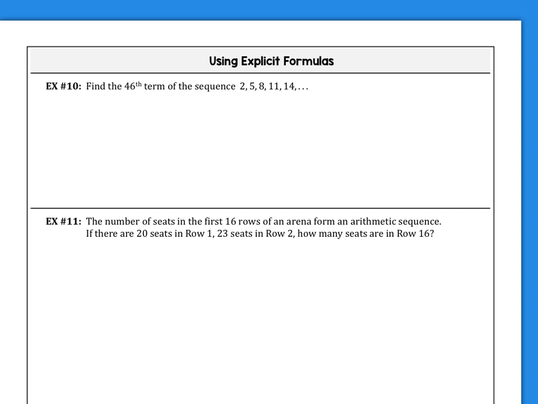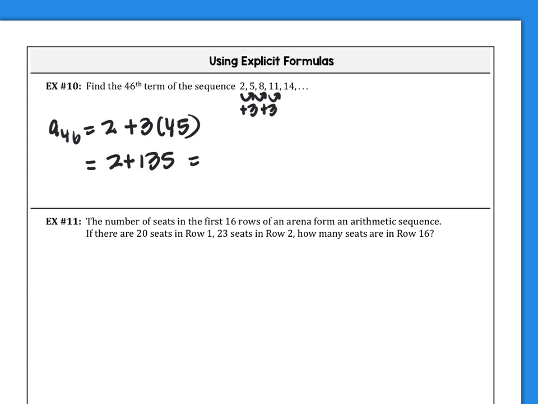All right, so now we are using explicit formulas. Find the 46th term of the sequence. So let's see what's happening each time. This is plus 3, yeah, it's plus 3 each time. Okay, so the 46th term can be found by taking the first term plus 3, 45 times, because it's always 1 less. So 2 plus 135. So the 46th term is 137. That wasn't so bad.